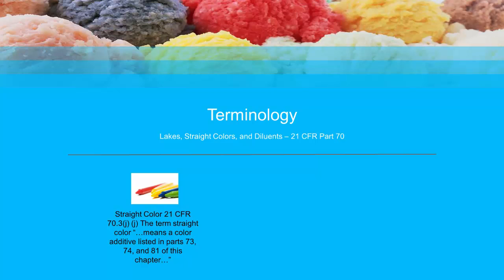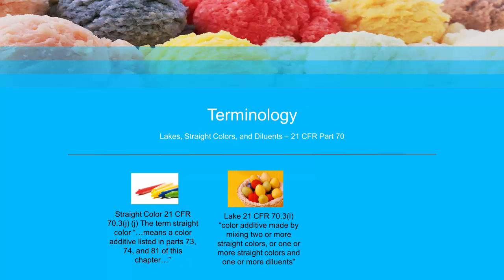A straight color is just as it means. It's a color that's listed in Part 73, 74, and 81. 74 is the certified colors that we'll talk about. So if you see these colors, make sure, when you go into these particular sections for listed colors, that there will be subparts for each category, cosmetics, food, and so on. Make sure you're looking at the right subpart for food. Straight colors, pretty easy. Lake colors, we're just talking about a combination of straight colors or this next concept that we'll talk about, diluents. So it's basically a combination of colors.